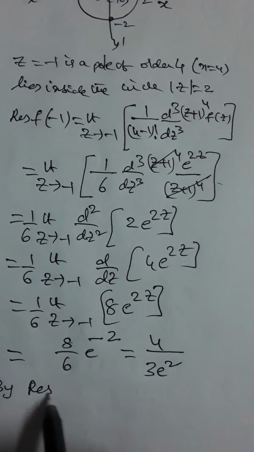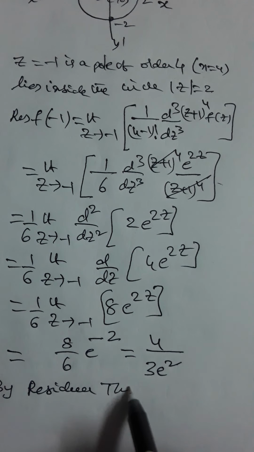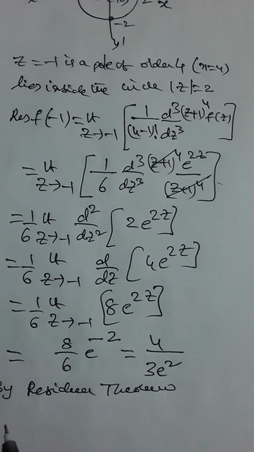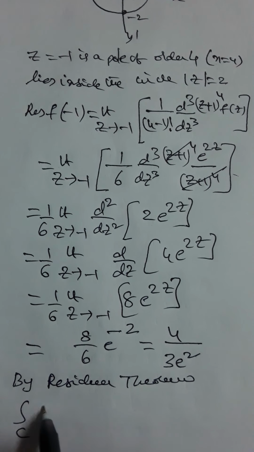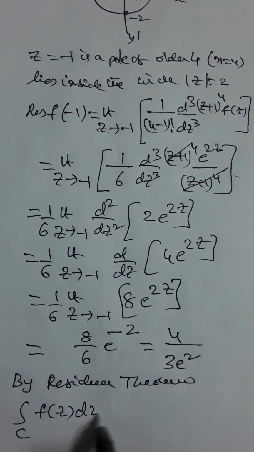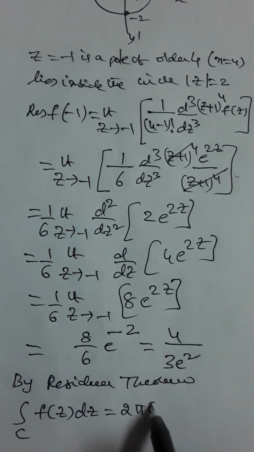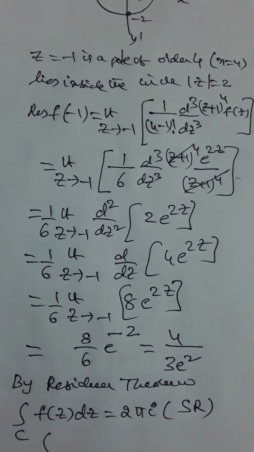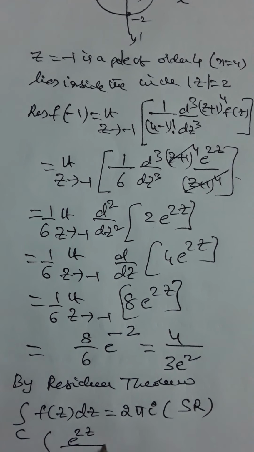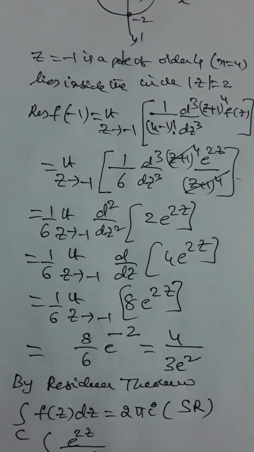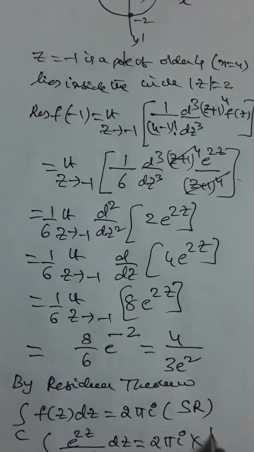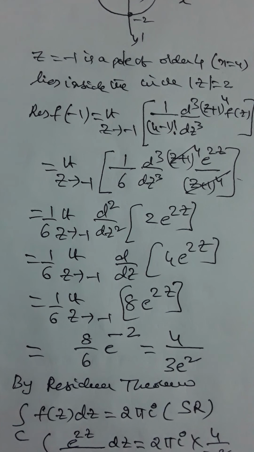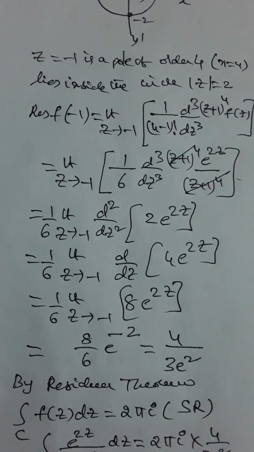By the residue theorem, the integral over C of f(z) dz is equal to 2πi times the sum of the residues. So the integral over C of e^(2z)/(z+1)^4 dz is equal to 2πi into 4/(3e^2), nothing but 8πi/(3e^2).